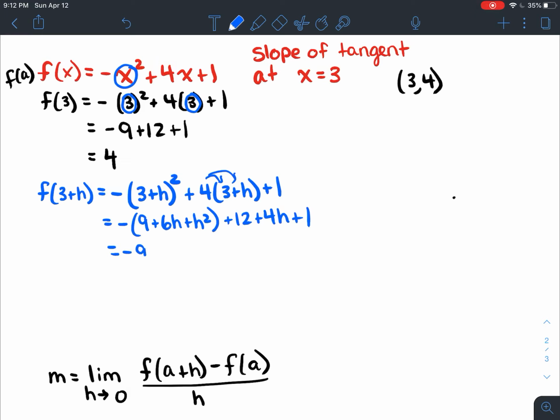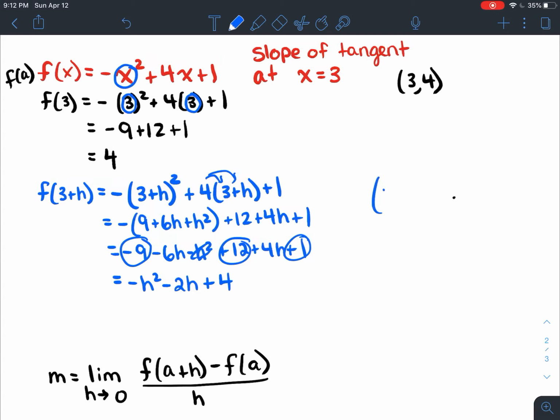And then I'm just going to multiply the negative through. So negative 9 minus 6h minus h squared plus 12 plus 4h plus 1. And let's collect like terms and we're good. So I got a negative h squared. Took care of that. I got negative 6 plus 4, so negative 2h. And then I got negative 9 plus 12, which is 3, plus 1 is 4.